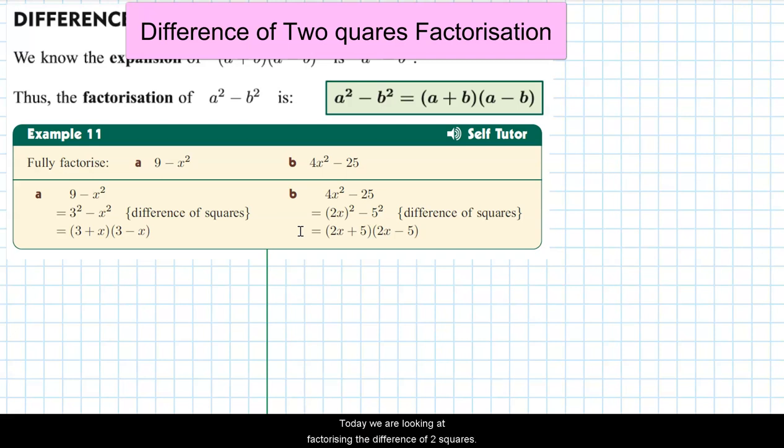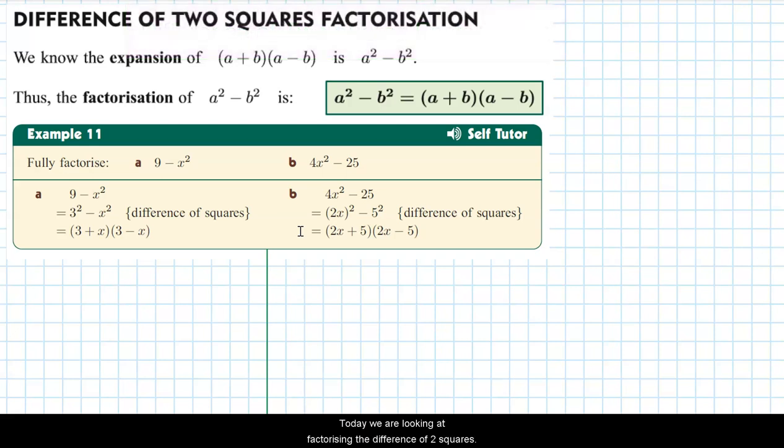Okay, so today we are looking at factorising the difference of two squares. We know that factorising is the opposite of expansion. So previously, if you had a question such as (a + b)(a - b) and you went to expand that, you would have a squared take ab plus ab then minus b squared.